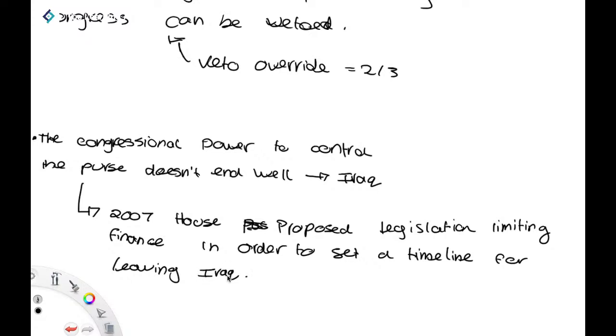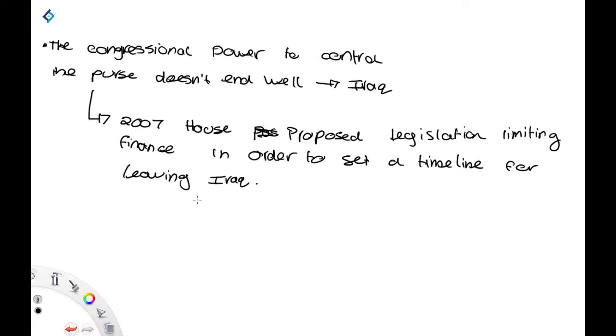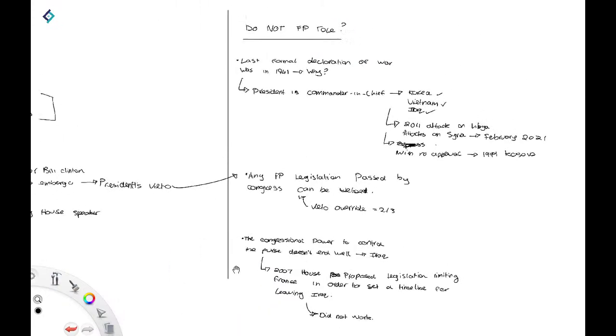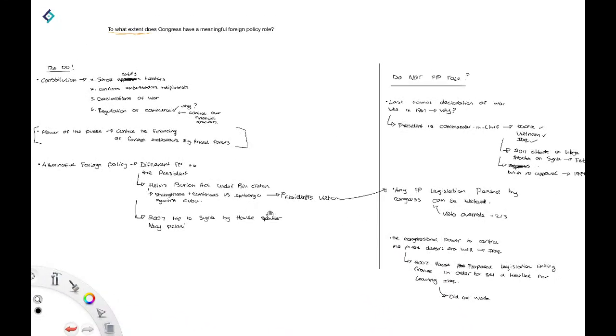Now, in reality, this didn't work, because this didn't get passed. So you could talk about the fact that the congressional power of the purse isn't necessarily very useful when it comes to controlling foreign policy, because in examples like Iraq, with the 2007 bill, it didn't pass, so they had no power in that regard. So in reality, this question is actually a lot more detailed than we might think. There's a lot more that we could really go at and talk about.